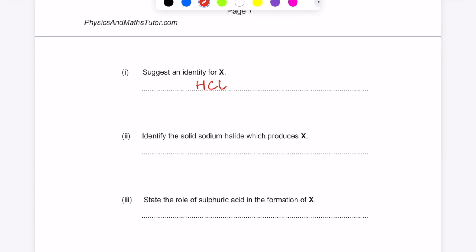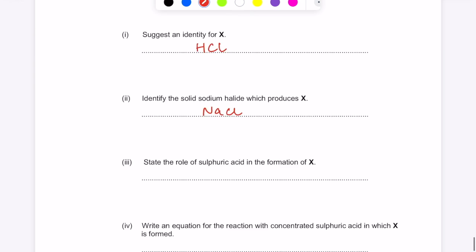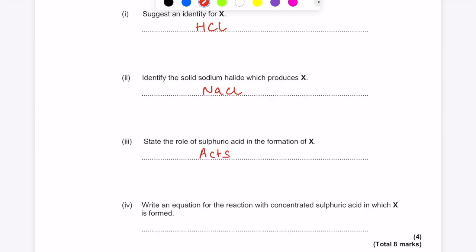Identify the solid sodium halide which produces X. Already answered that, NaCl. State the role of sulfuric acid in the formation of X. It's acting as an H+ or proton donor.